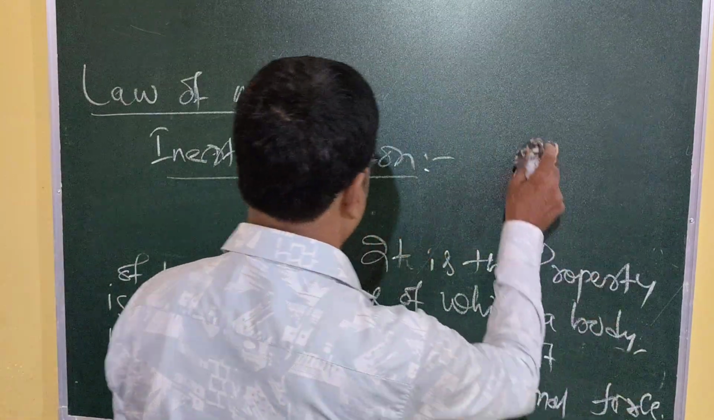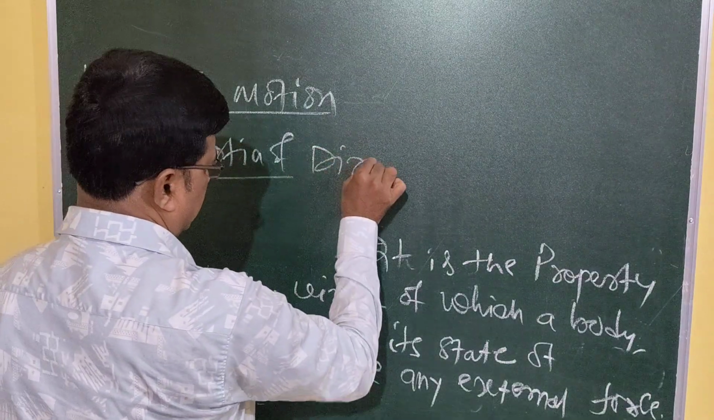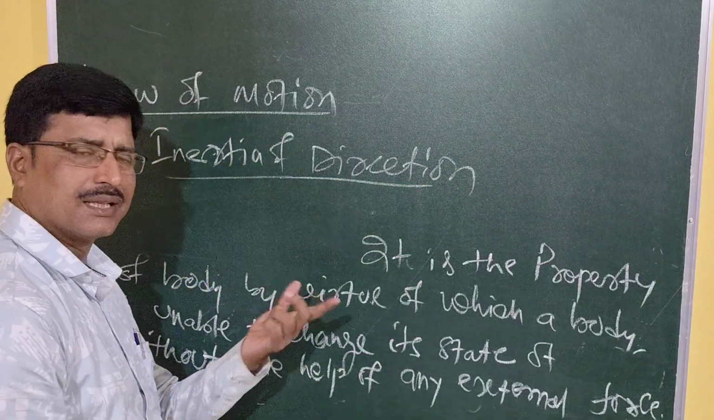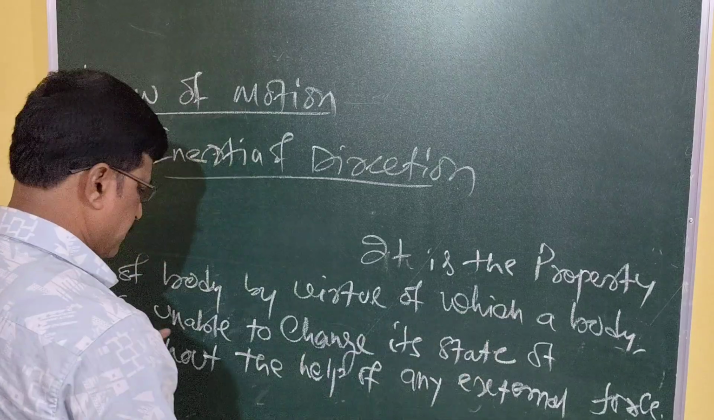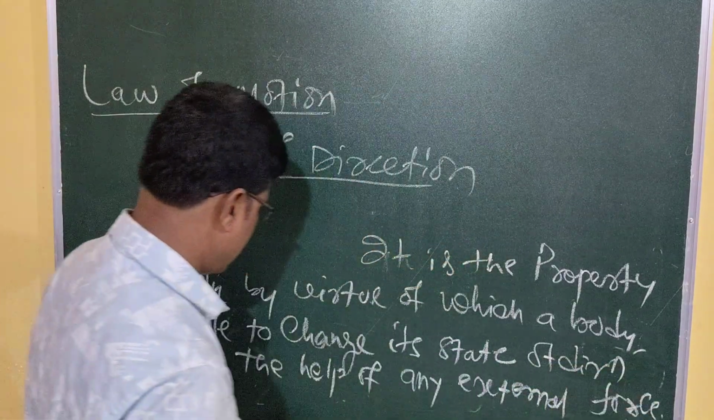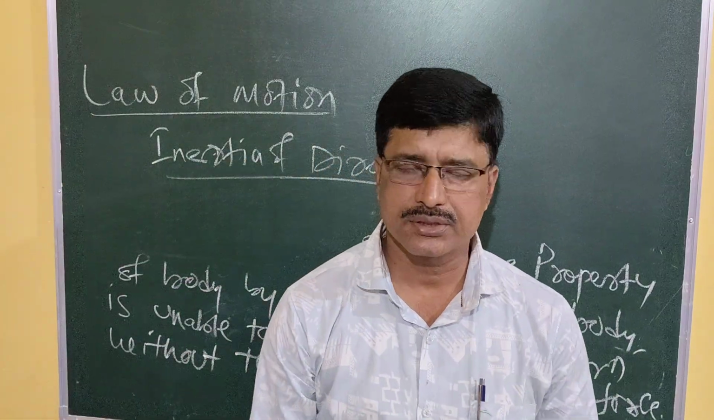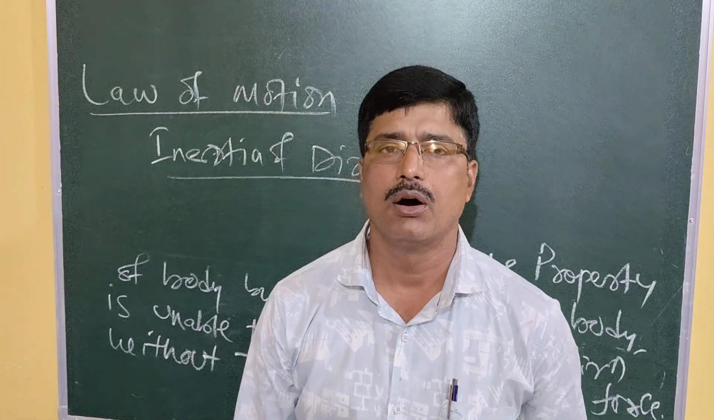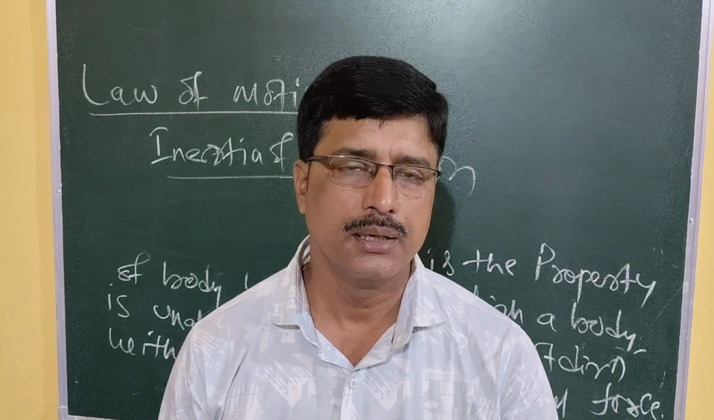Now we are going to inertia of direction. The definition is the same. It is the property of a body by virtue of which a body is unable to change its state of direction without the help of an external force. Okay, inertia of direction: it is the property of a body by virtue of which a body is unable to change its direction without the help of an external force.